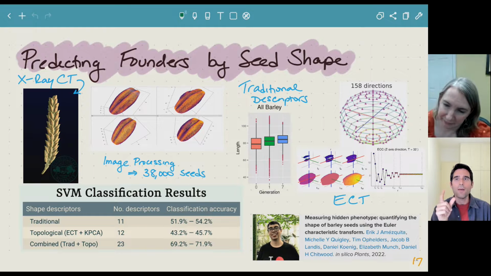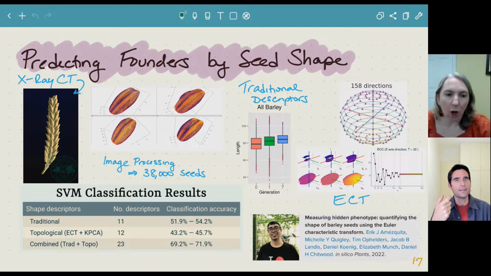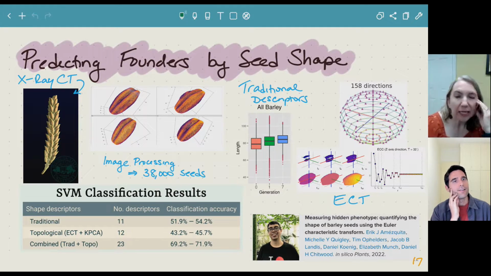Okay. So my question was also about, like, if you could tell a bit about KPCA, this kernel principal component analysis. That part. Yes. Yeah.